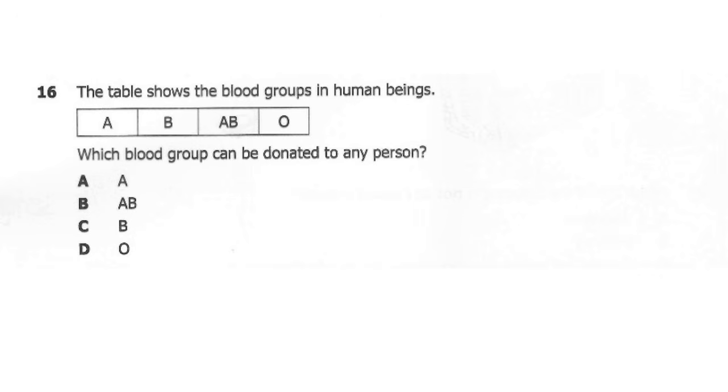Question 16. The table shows the blood groups in human beings: A, B, AB, O. Which blood group can be donated to any person? A, A. B, B. C, AB. D, O. Drop your answer in the comment section.